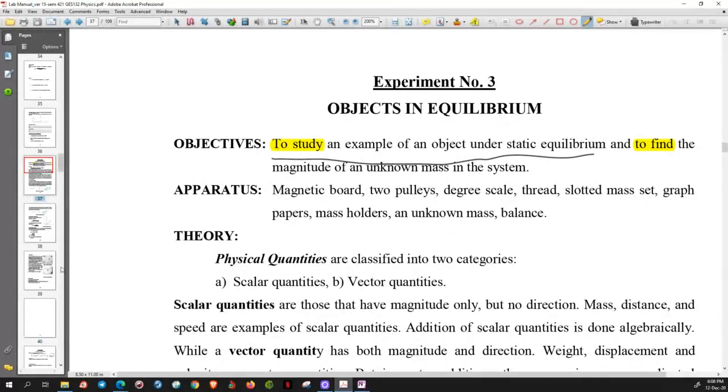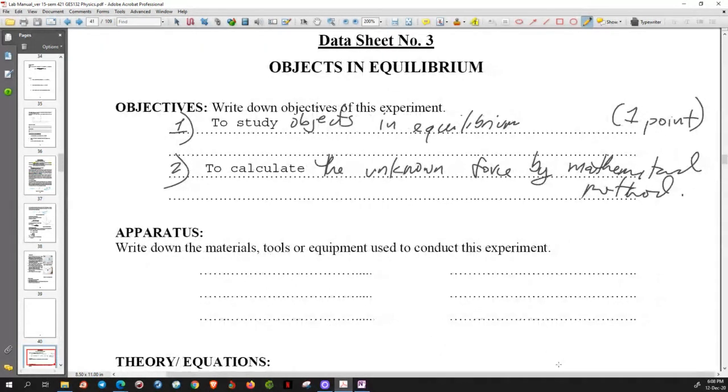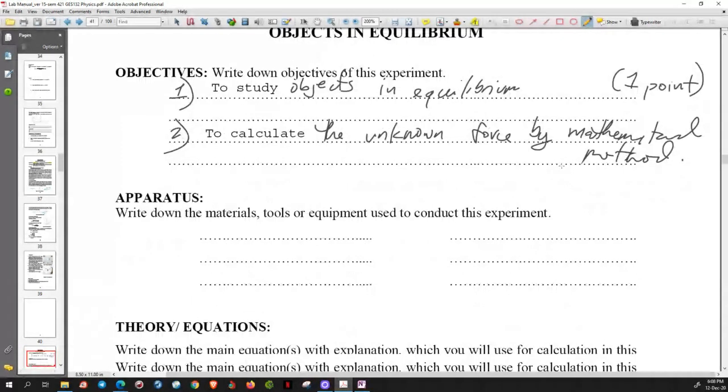How many objectives you have to write? Again, as I said, check the paper, okay? If the paper has a number 1 and 2, that means you have to write 2 objectives. If there is only 1, you have to write only 1 objective. How many points? You will find the points on the right side of your paper, of each question. Clear? Let's continue. Apparatus. We will go to the errors later, okay?